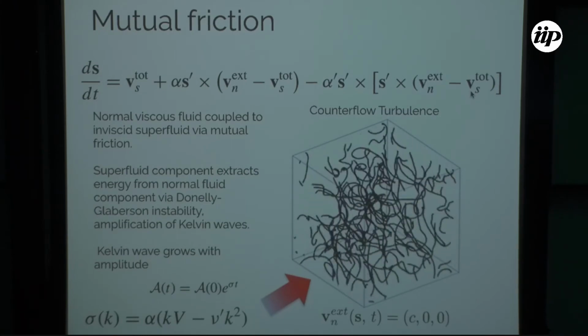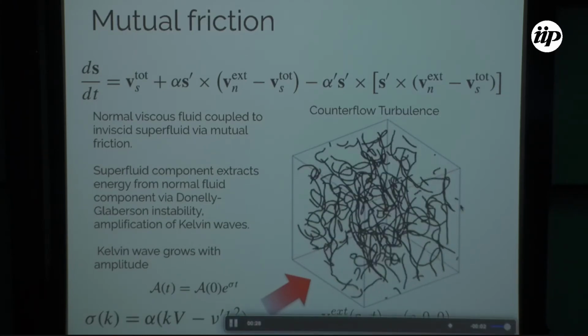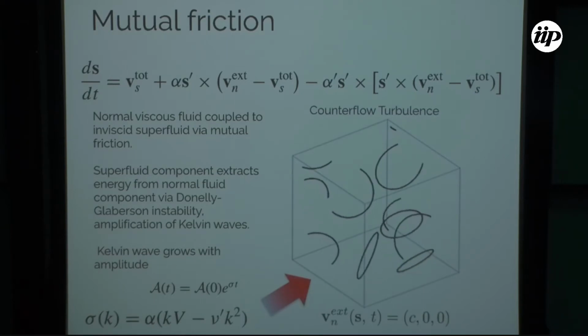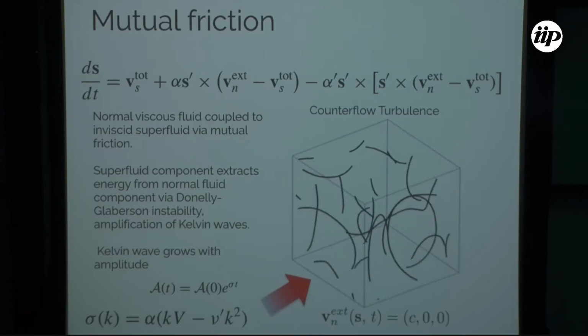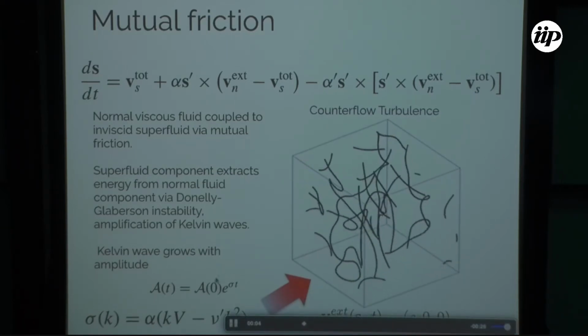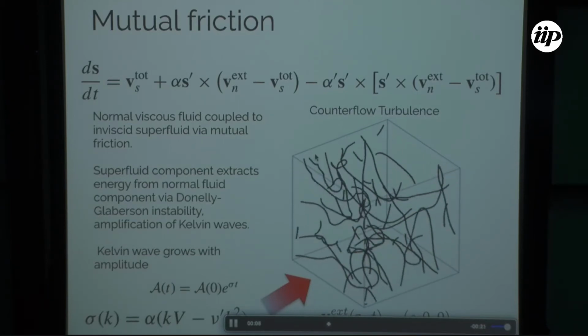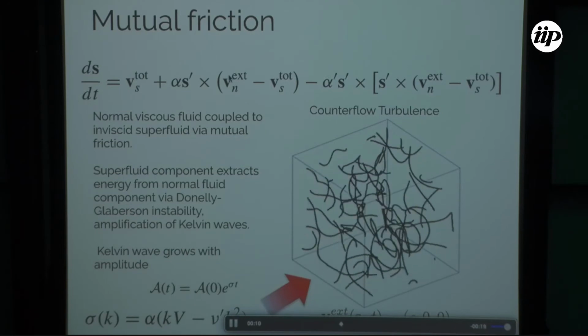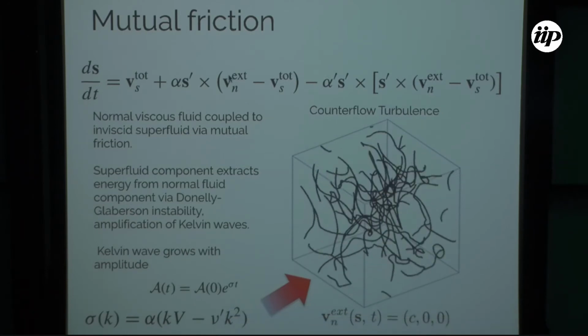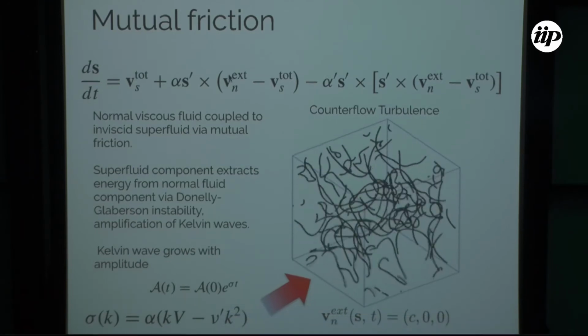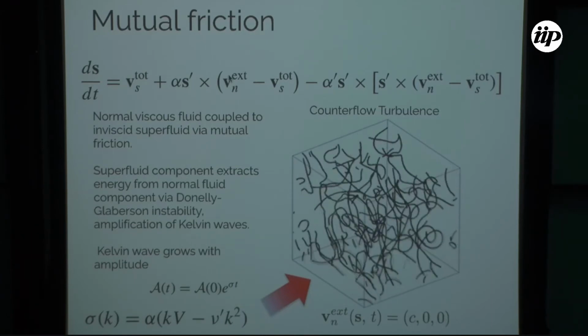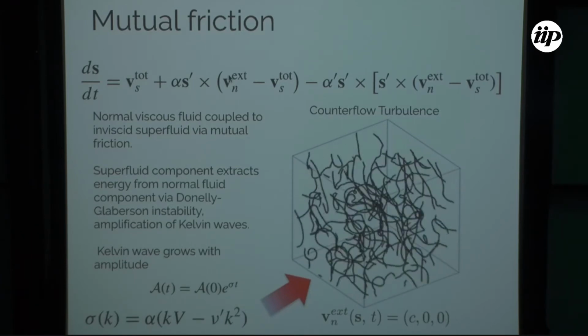And we can see that this generates a steady state. So initially there are a small number of vortex loops which grow rapidly due to the amplification of Kelvin waves via this Donnelly-Glaberson instability, which comes from the presence of the normal fluid, and then eventually dissipation of the superfluid component causes a steady state to be reached.